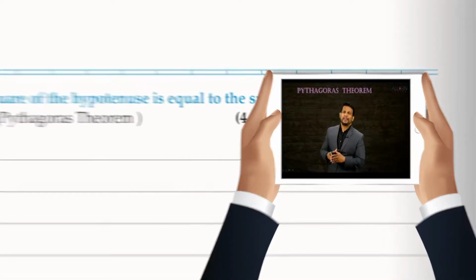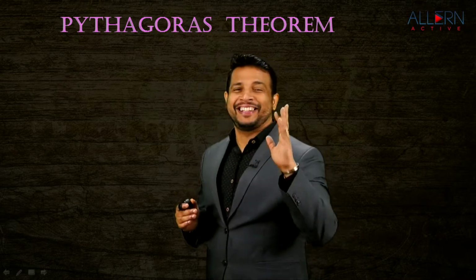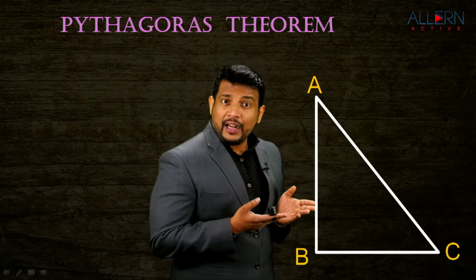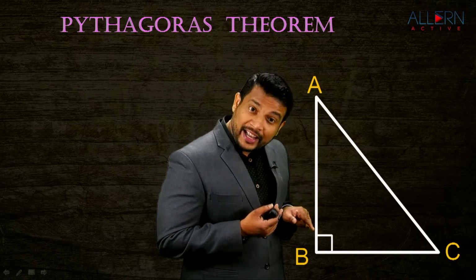This particular theorem, Pythagoras theorem, right? Now we're going to prove this theorem. It's going to be very, very interesting. Let's understand that. For that we require a triangle. Which triangle? Right angle triangle? No, this is not a right angle triangle right now. Now is it a right angle triangle?